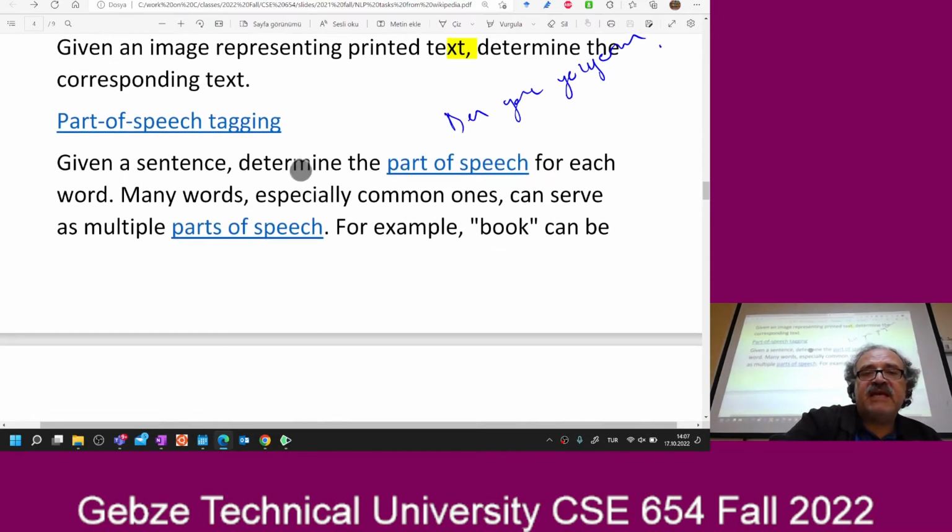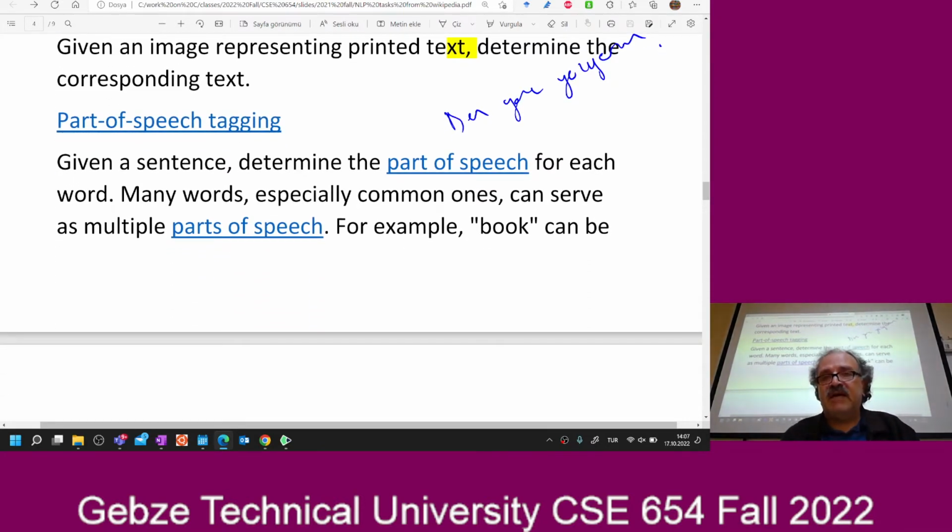Part of speech tagging is something that we are going to look at later in the semester. It is finding the function of a word within a sentence. This word book, it could be a noun, it could be an adjective, it could be a verb, or it could be something else. It depends on the context. So part of speech tagging is responsible for finding the type of that word in a given sentence.